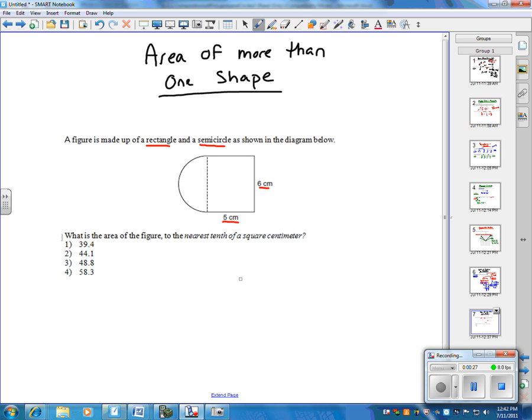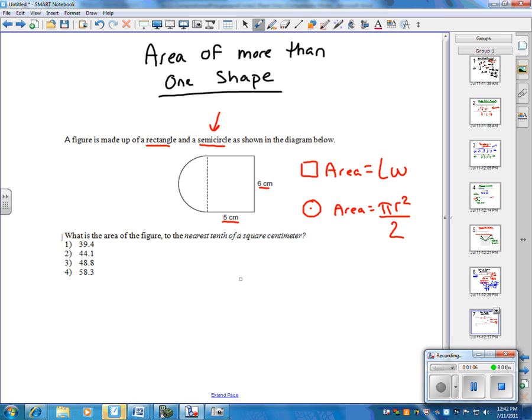So first thing we need to do is the formulas for area. Now for a rectangle, start with that. It's the length times the width. And for a circle, that area is pi r squared. Now the problem is, that's for a whole circle. We only got a semicircle. So if we're going to take a semicircle, we're going to have to divide this answer by 2.